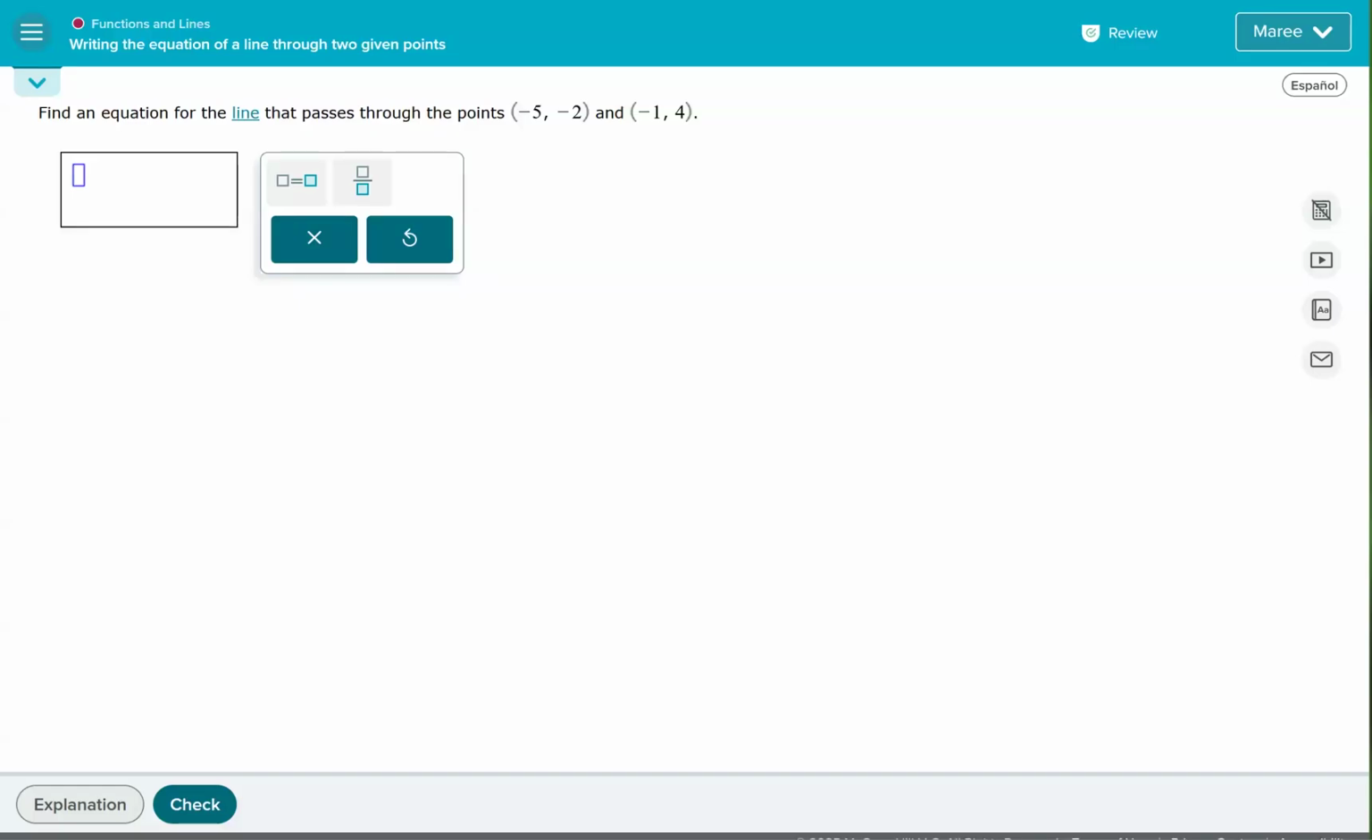This topic is called writing the equation of a line through two given points. There's a few steps that you have to do here. First, you want to find the slope, and then you will use the slope and find the y-intercept, and then you'll be able to write the equation. At least that's the way I do it.